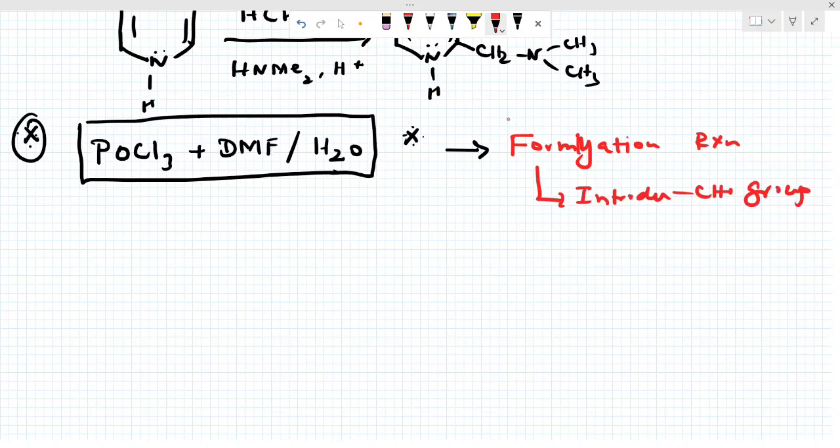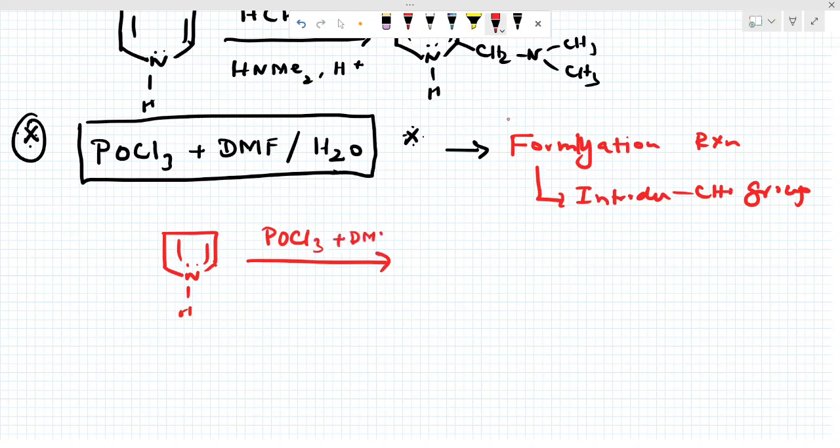Now tell the answer, simple, right? Take pyrrole, put POCl3 and DMF solvent plus water. And what is the answer? At the second position, where is the aldehyde going to attack? Okay, CHO. This is about the pyrrole. This is a substitution reaction.